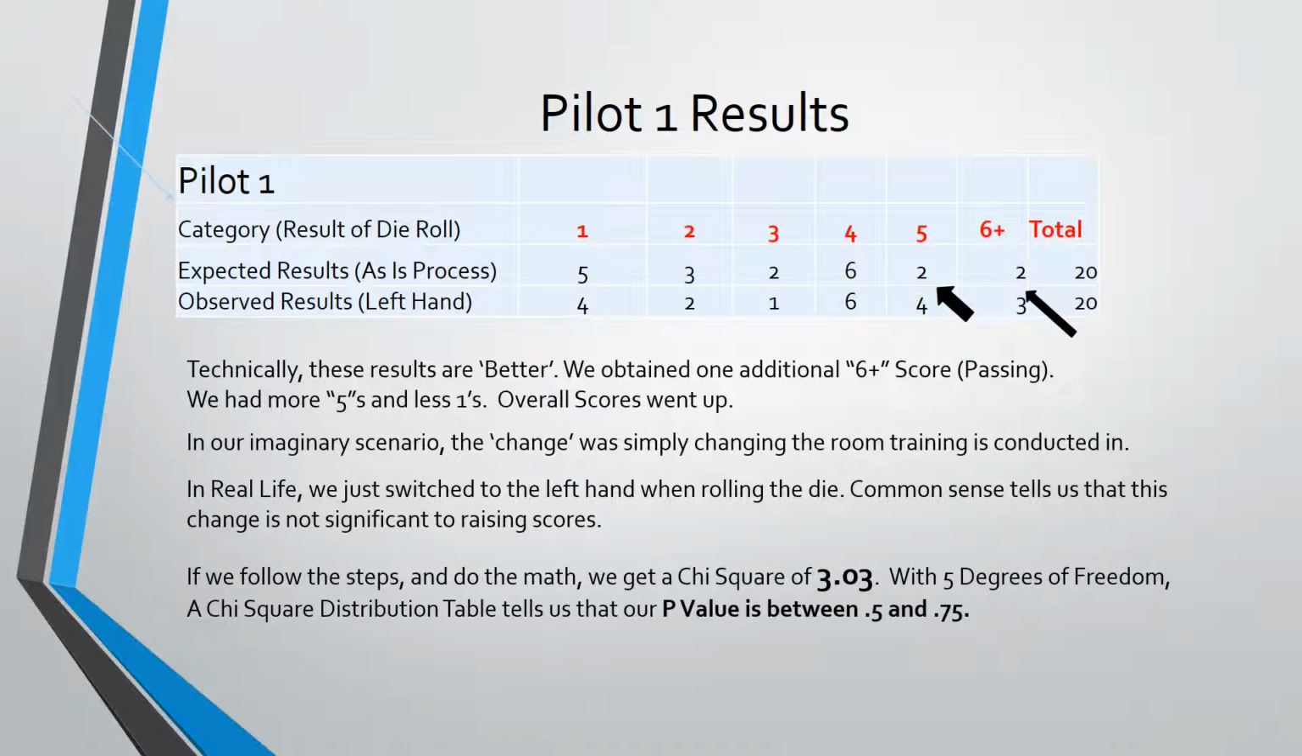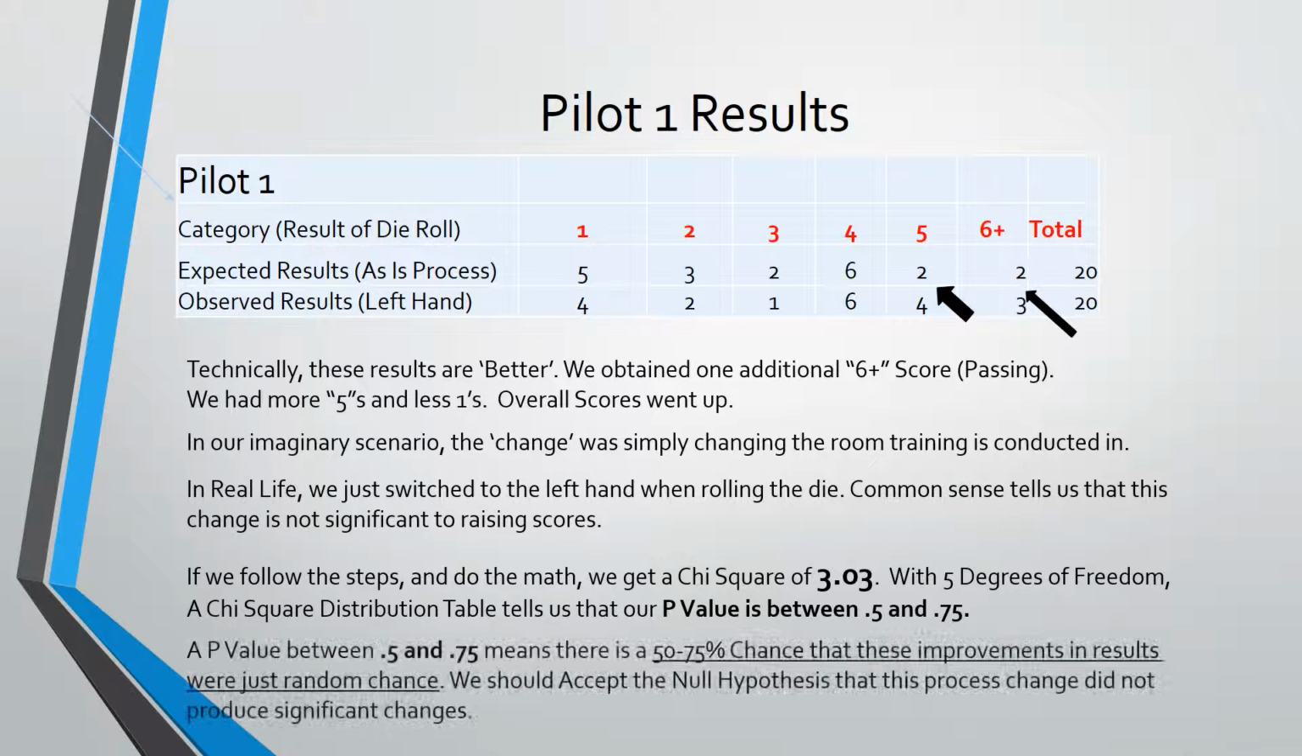If we follow the steps, we're going to get a chi-square value of 3.03. And with 5 degrees of freedom, a distribution table will tell us that our p-value is between 0.5 and 0.75. So a p-value between 0.5 and 0.75 means there's a 50 to 75% chance that these improvements, quote unquote, are just random chance. It's just a fluke.